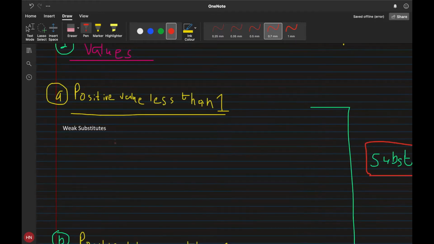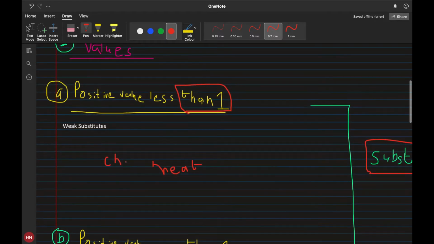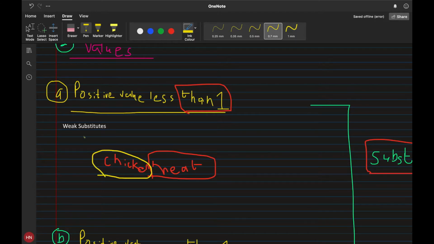In the case of chicken and meat, they're weak substitutes. And so because of that, the value of XCD is less than 1, since they are weak substitutes. For example, if you were to buy chicken, you can't really say that meat is interchangeable, since for a lot of people, meat is usually their preference as compared to chicken. If you were to say that they are strong substitutes, a lot of people would disagree. And so that is why we classify these two goods as weak substitutes, and their value is less than 1.